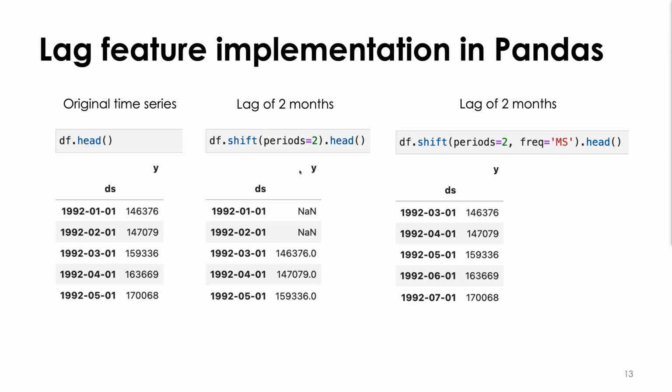You could also specify a lag of 2 months by just specifying freq, so you don't need the periods argument, and you specify the number in the string here, so you could specify 2 months within the string. Let me just show you that as an example.